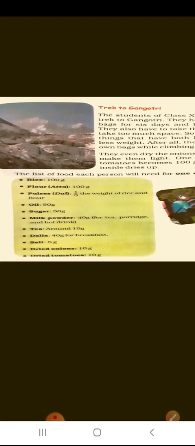So from here you have to see the list and answer some questions. You have to see the questions and write the answers in your notebook. The first one: for 6 days each person will need dash.